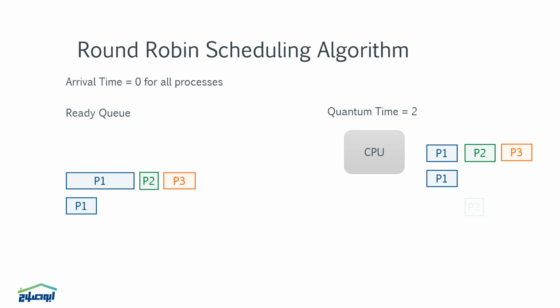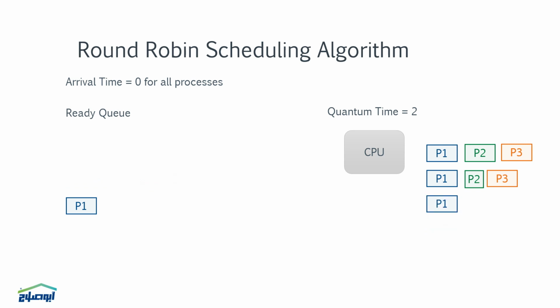Then P2 enters the processor, then bursts in 1 unit of time. As the burst time is less than the quantum time, the processor moves the next high-priority process from the ready queue, which in this case is P3, that is going to burst in 2 units of time. Again, back to the ready queue to bring P1, which will burst in 2 units of time, and then the ready queue is empty and all processes are completed.